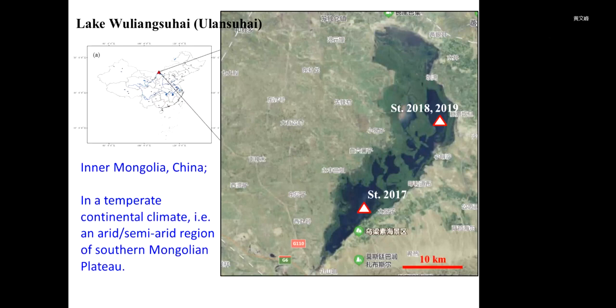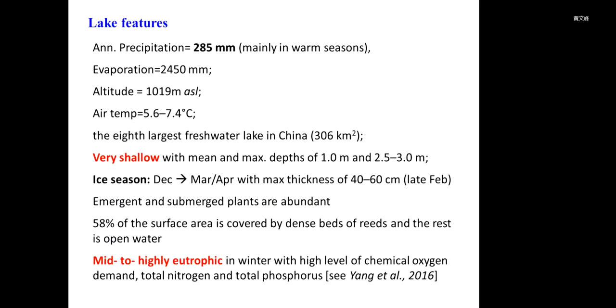This lake is called Wuliangsuhai, located in Inner Mongolia of China. It is in an arid or semi-arid region of the South Mongolian Plateau. It belongs to a temperate continental climate. The triangles in the picture show our field sites in this lake. This lake is featured by small annual precipitation and large evaporation. It has an altitude of over 1,000 meters. The annual air temperature in this lake area is about 5 to 7 degrees centigrade.